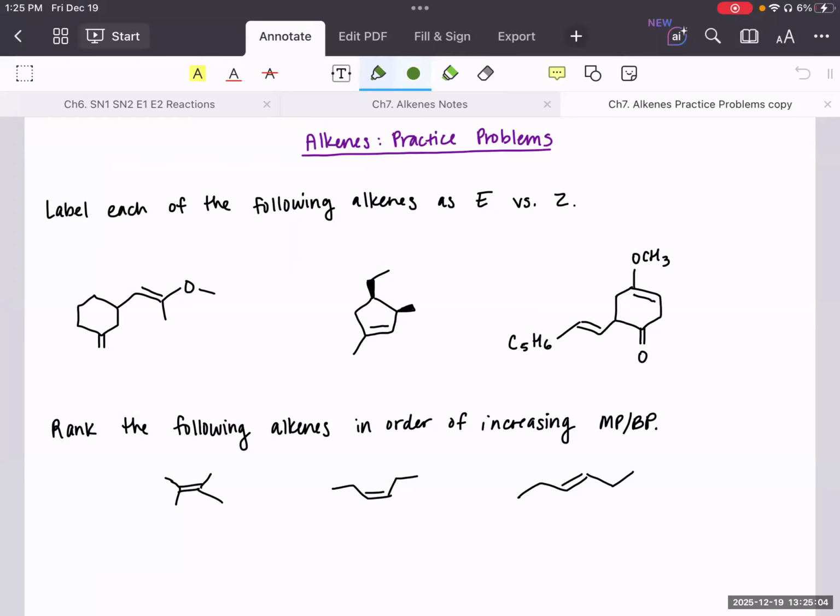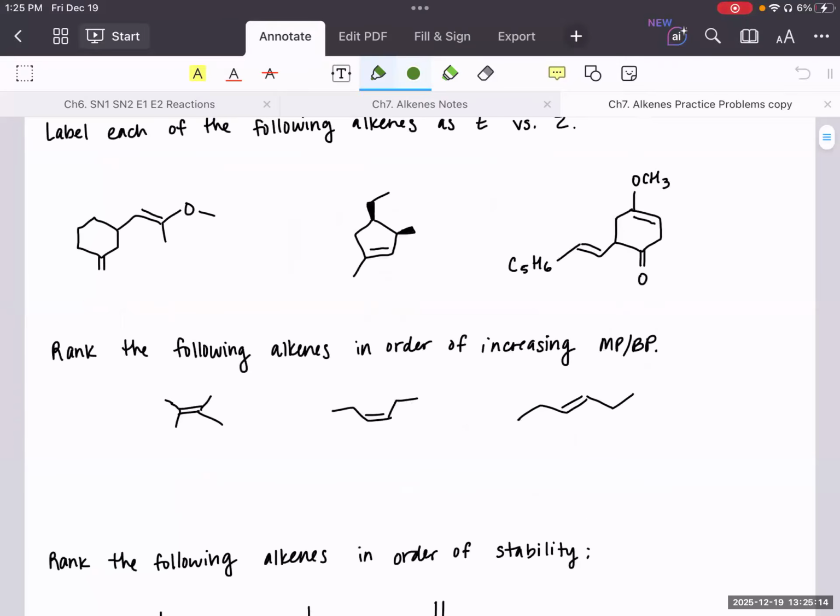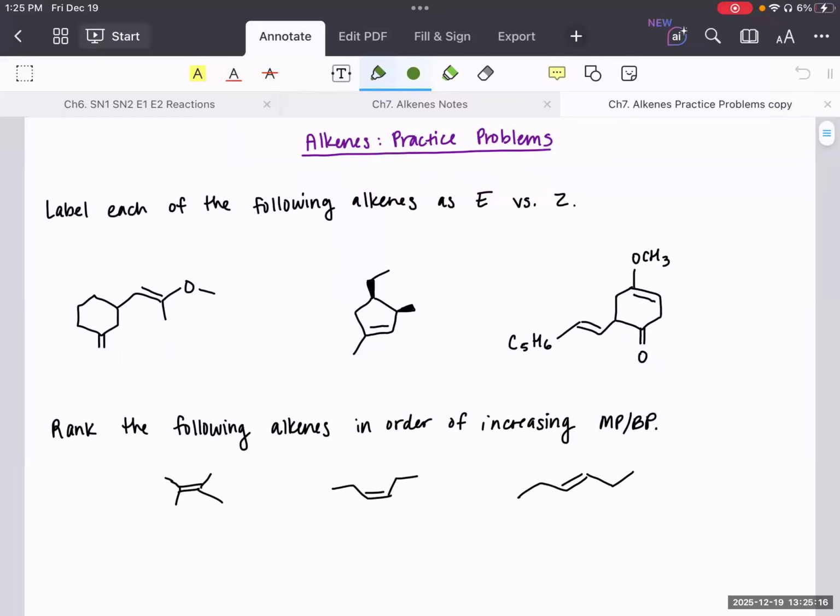This is a solution video to the first set of practice problems for the alkene chapter. In this video, we're just going to be doing E versus Z designation and then ranking alkenes in order of increasing stability and melting point. In the next video, we'll have some reactions for alkenes.